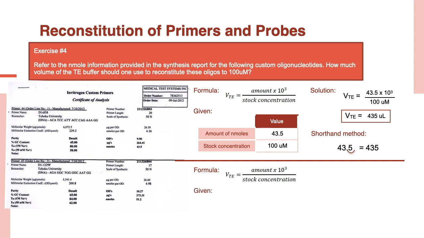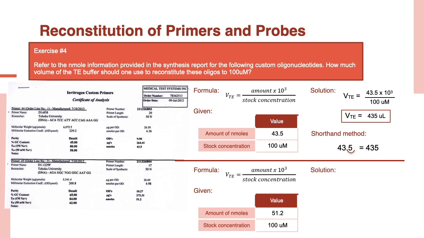The givens are: the amount is 51.2 and the stock concentration is still the same as the primer above. The solution is 51.2 times 10 cubed divided by 100 micromolar. This equals 512 microliters. Therefore, we need 512 microliters of TE buffer to reconstitute primer D11229F to 100 micromolar. And again, you can use the shorthand method.